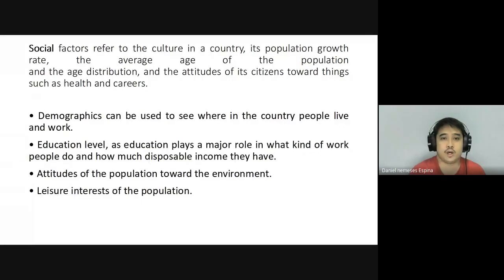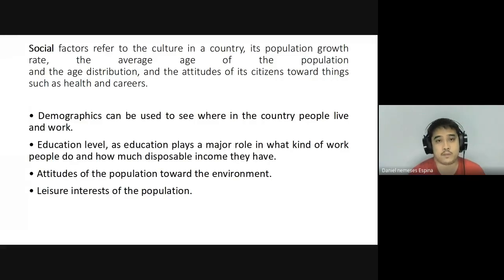Social factors refer to the culture in a country, the population growth rate, the average age of the population and the age distribution, as well as the attitudes of the citizens towards things such as health and careers. So the social factors determine what the usual classification of the population is. Is it an aging population or a working age population? When we say aging population, most of the people there are elderly. So there are few employees, so few people work.